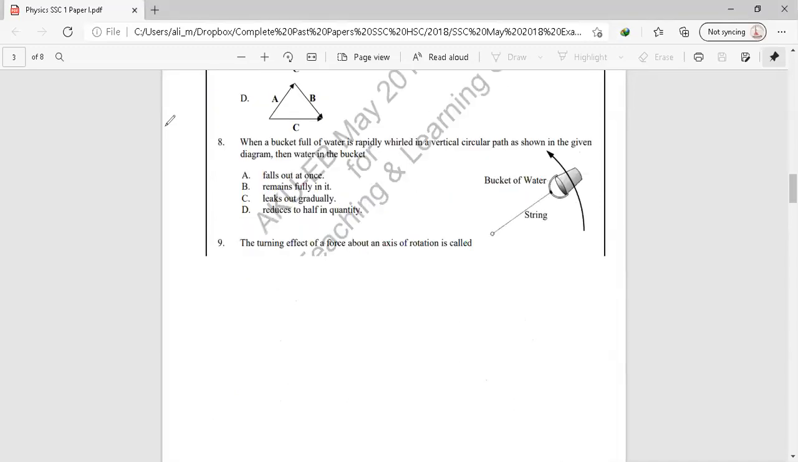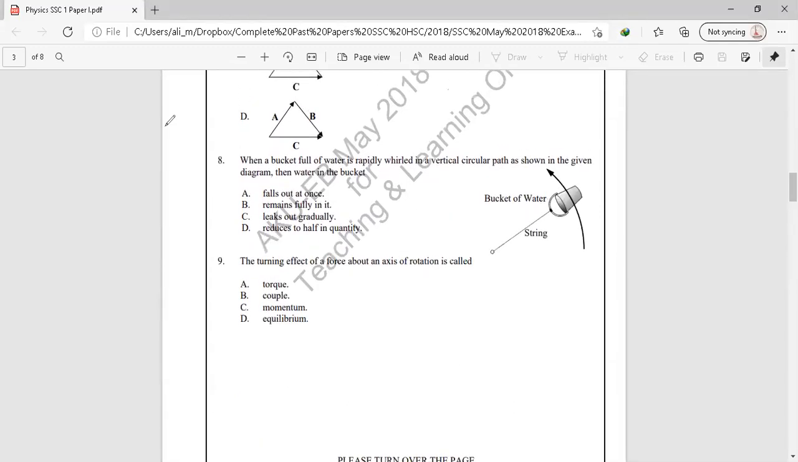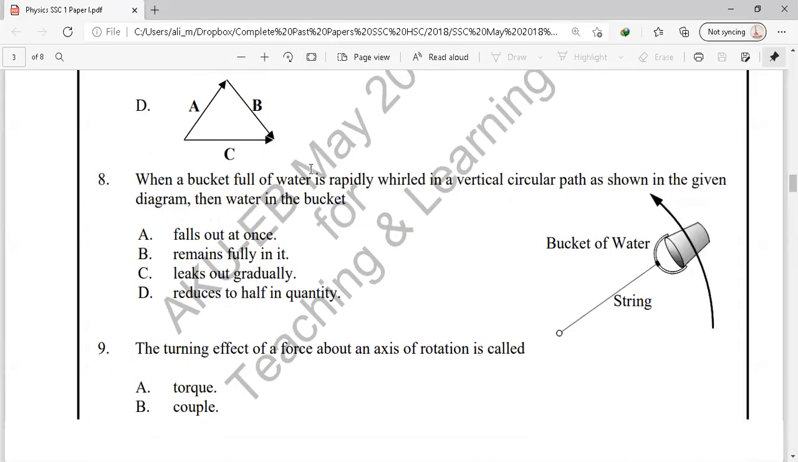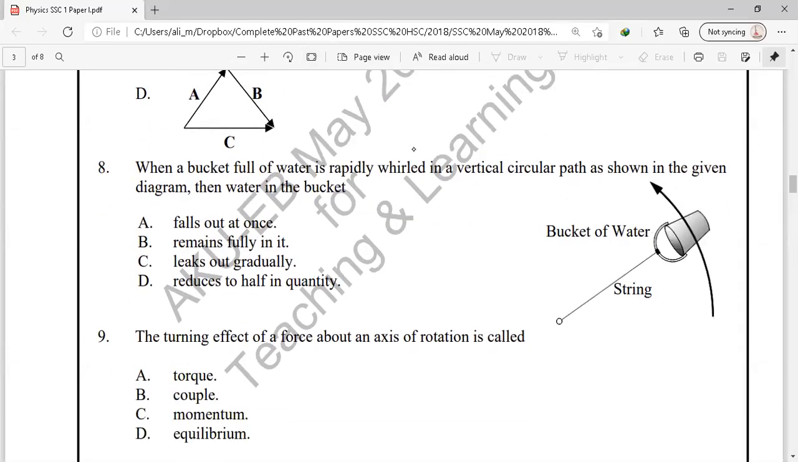So let's move to the other question, that is question number 8. So in question number 8, we have the question from our chapter number 3. And our chapter number 3 is dynamics. And the topic included in this question is centripetal force.